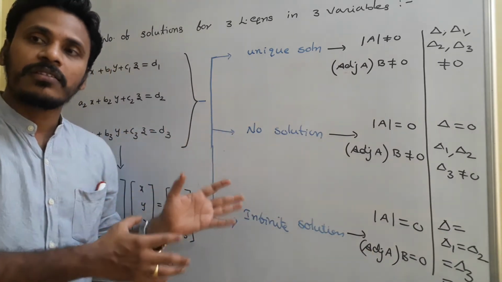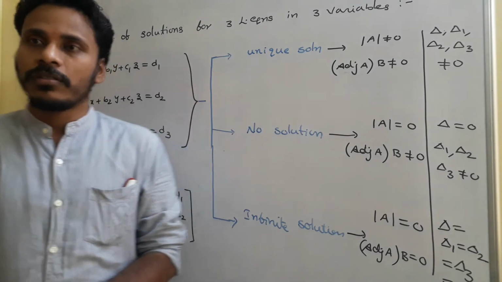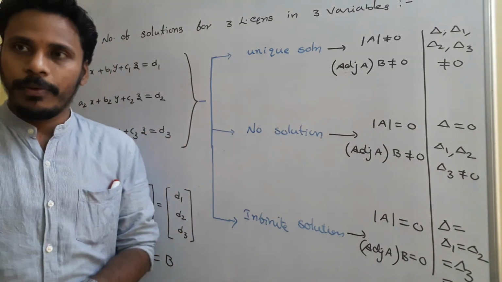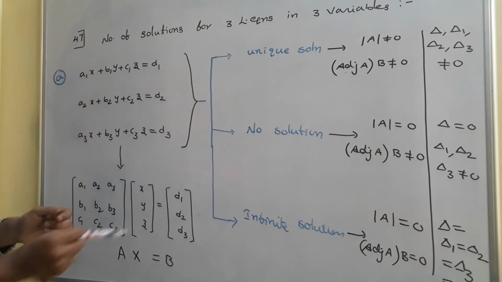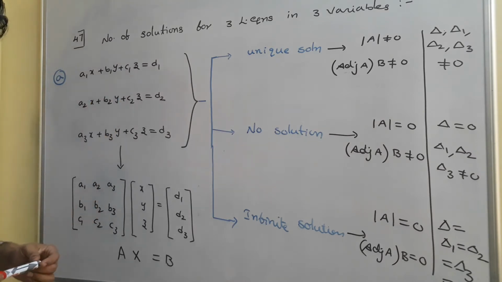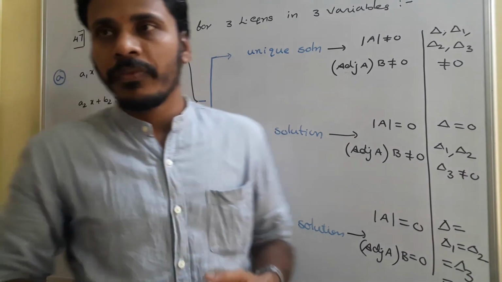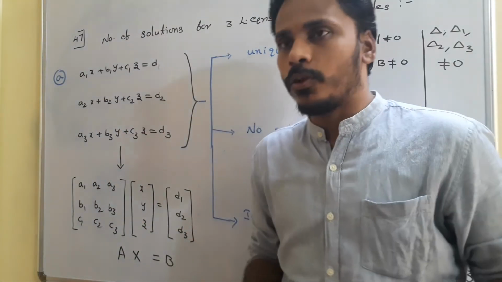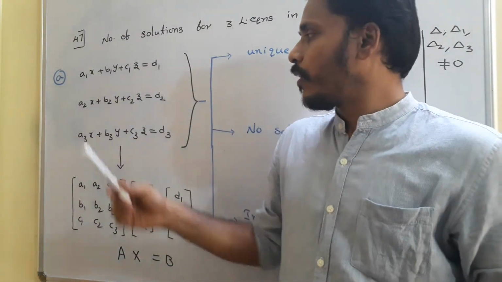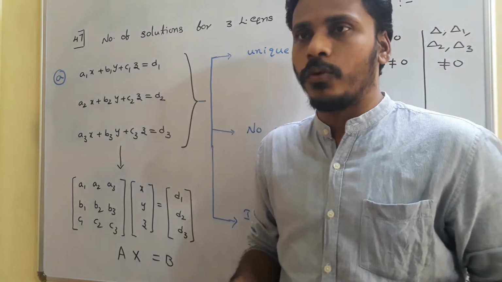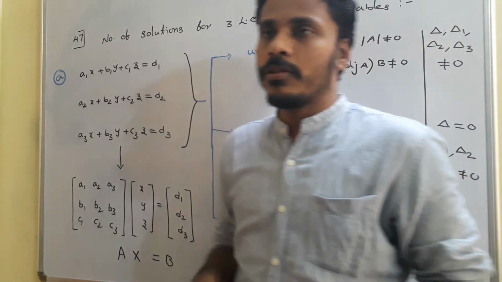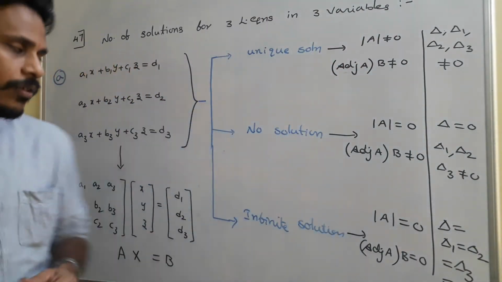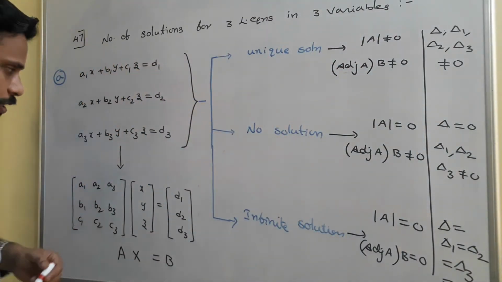If we extend the same idea to three equations in three variables, the same will happen. Just have a look. Suppose we have three equations in three variables, say a1x plus b1y plus c1z is equal to d1, a2x plus b2y plus c2z is equal to d2, a3x plus b3y plus c3z is equal to d3. What it means? Three equations in three variables x, y, z. And this is the algebraic form of the equations.